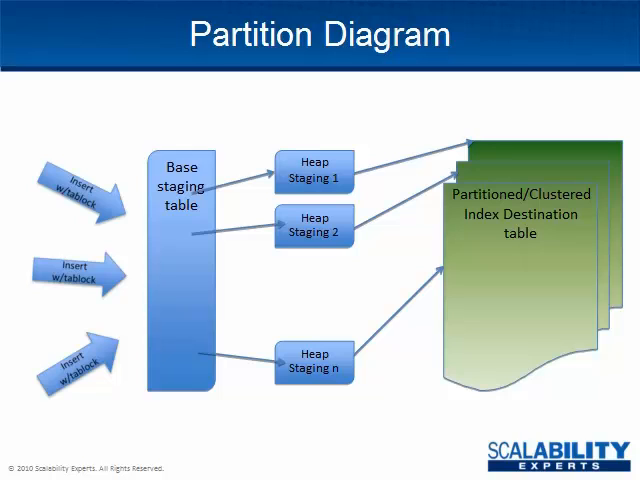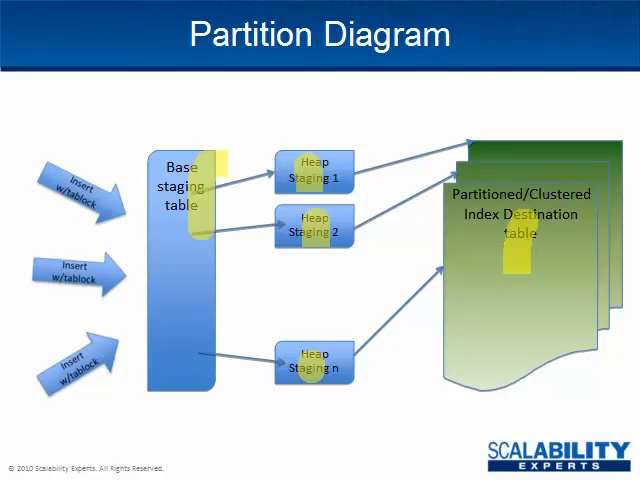Then I've got a number of heap tables that map to my partition clustered index destination table. So I build out just an empty base staging table, it's a heap. I build out a number of heap tables from one to end that map to my partitions in my destination table. So then, again, to speed up the process, I'm going to do a bunch of parallel inserts into the base staging table. So I'm going to bulk load and parallel into my base staging table.